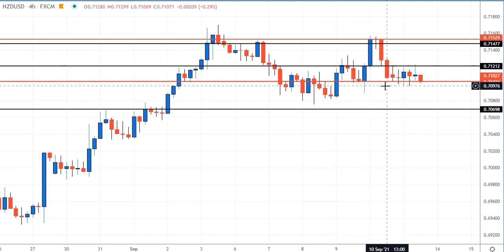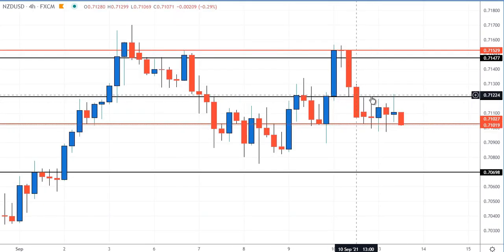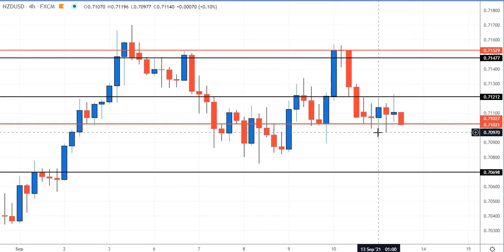This is a 4-hour level. What are we going to do here? And this is a daily level up here. Well, let's have a look at the candle action. So coming into the day, we had this bullish candle here, right?